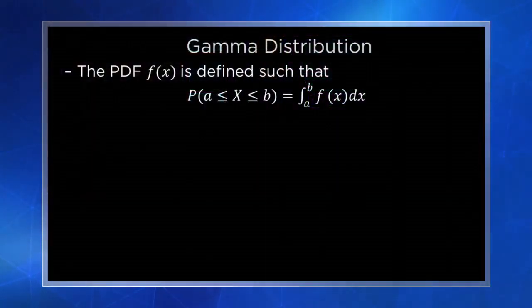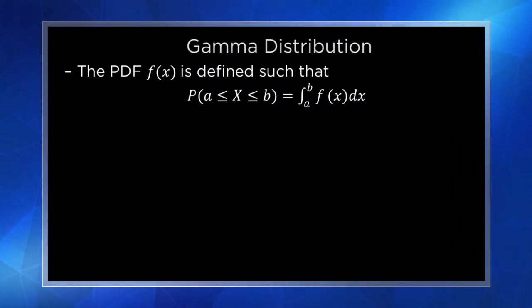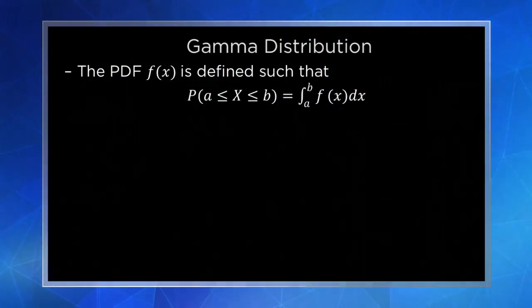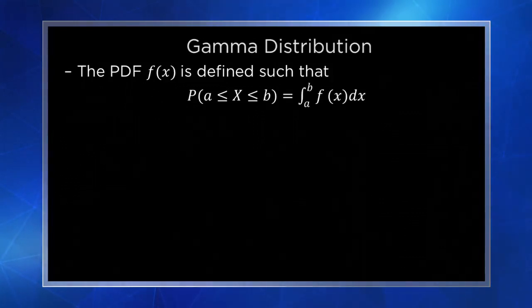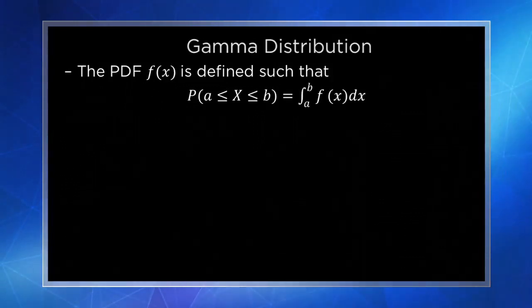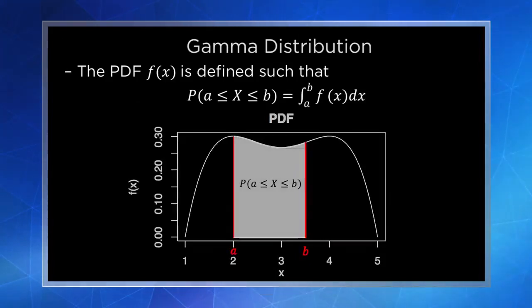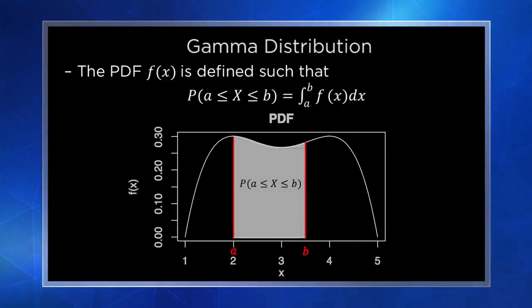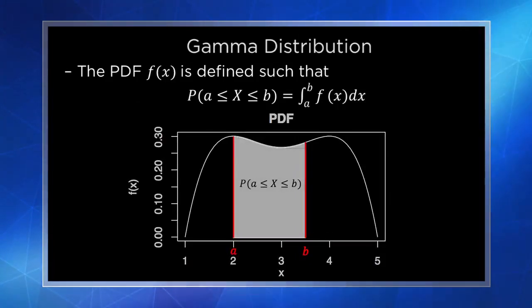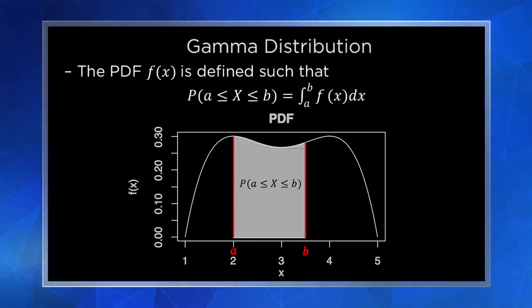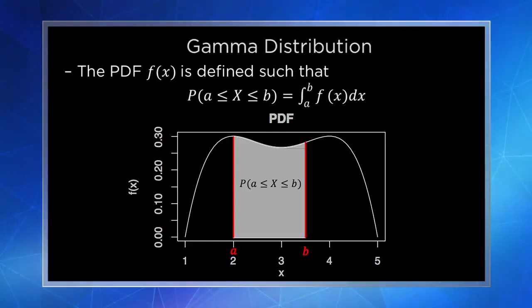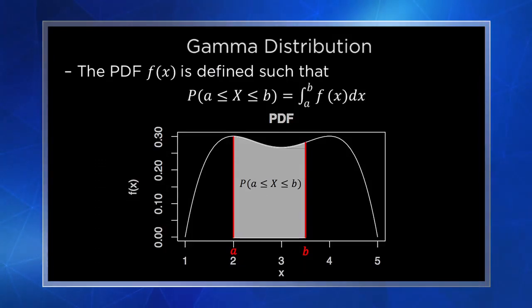It's the probability that X is between a and b, so located in the interval a to b. We get that by integrating over the function f of x, so the integral from a to b of f of x dx. Here's an example. We've got a plot of a probability density function, and we want to know what's the probability that X is between a and b, where a and b are 2 and 3.5. So we would actually integrate over that area to get that associated probability.